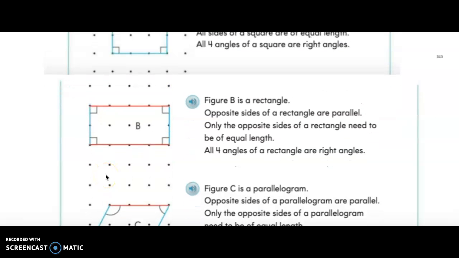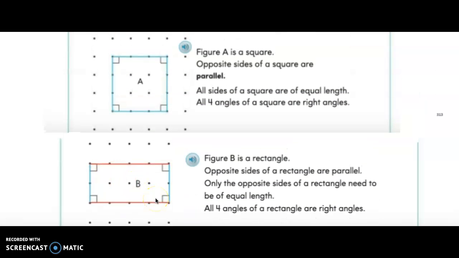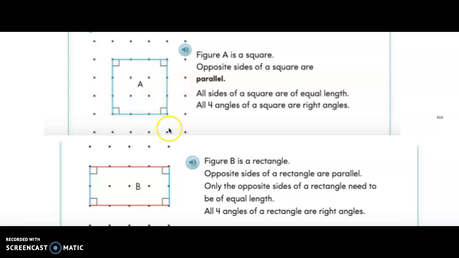Figure B is a rectangle. It looks a little different, obviously. I'll keep this up so you can see both. Opposite sides of a rectangle are parallel. They gave us two different color sides. We have the red and the red. These opposite sides are parallel. If we continued to draw the lines out, they would not intersect. Now the blue lines, these are also considered opposite sides. These are parallel as well.